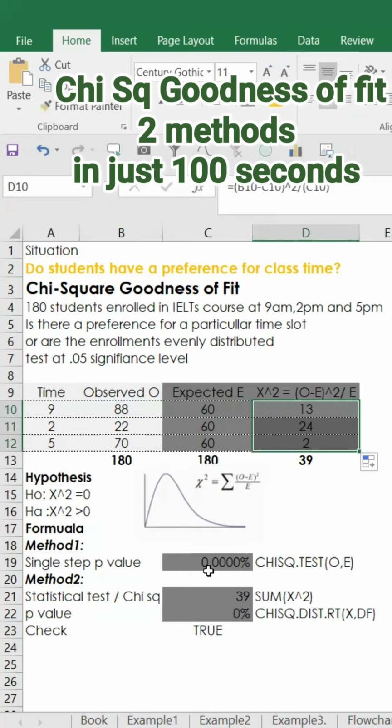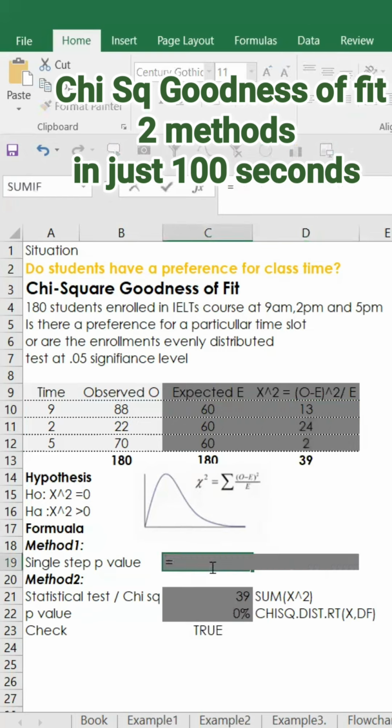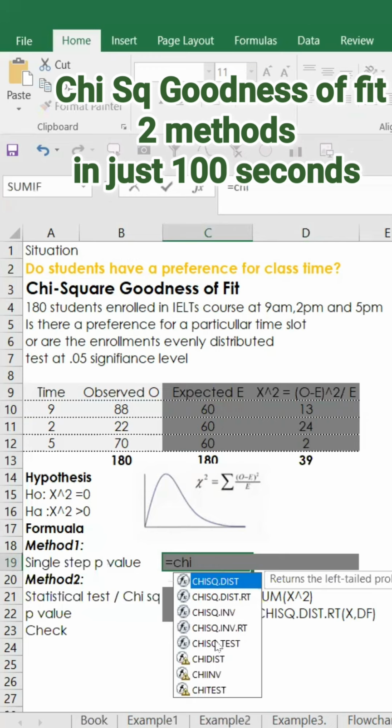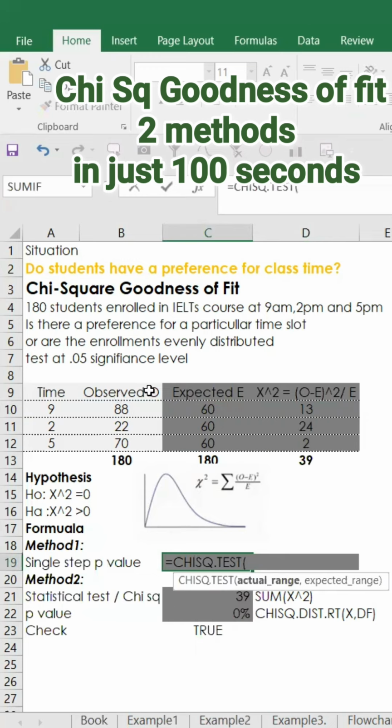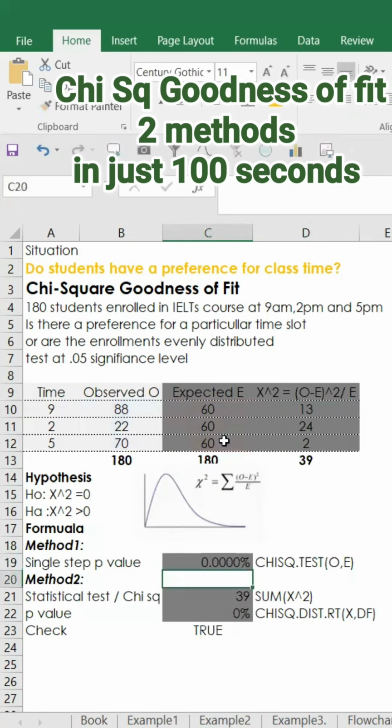And there are two methods. One method is that we can directly find it this way, chi-square test and actual value. This is the actual value, that is observed value, comma, expected value. So it is rejecting the null hypothesis because it is less than 5%.